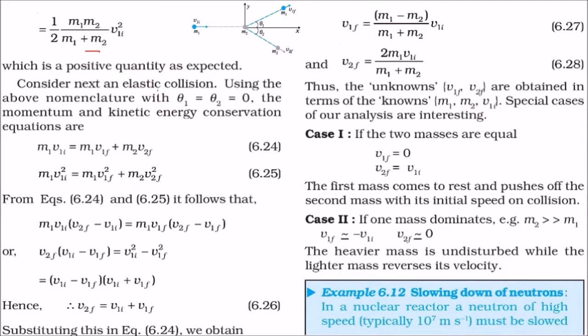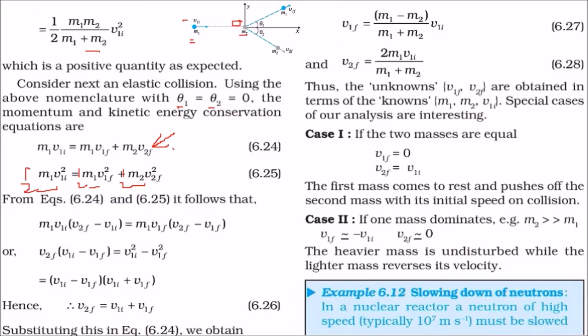Now let us take the elastic collision. We have just seen the nomenclature where we say theta 1, theta 2 equal to 0. The momentum and kinetic energy conservation in this case will be M1 V1i equal to M1 V1f plus M2 V2f. This is the momentum equation. If you put half here, this is the kinetic energy conservation law. So the initial kinetic energy will be the addition of the kinetic energies of these two particles separately.